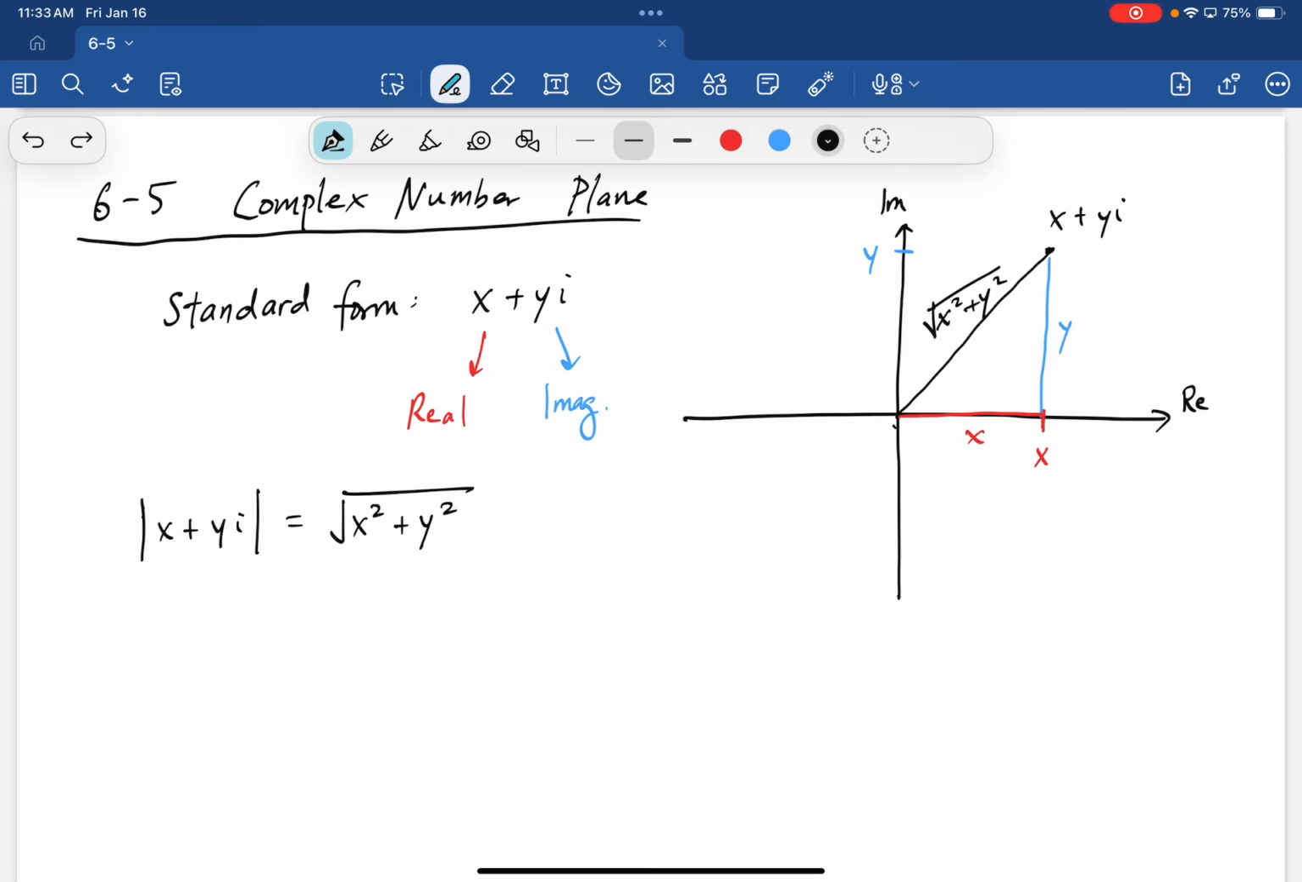And then the conjugate we represent using a bar, an overline. And the conjugate is just the imaginary part flipped sign. So it becomes x minus yi. And so if you plot the conjugate, it's just going to be a reflection across the real axis, right? So this is the point x minus yi.